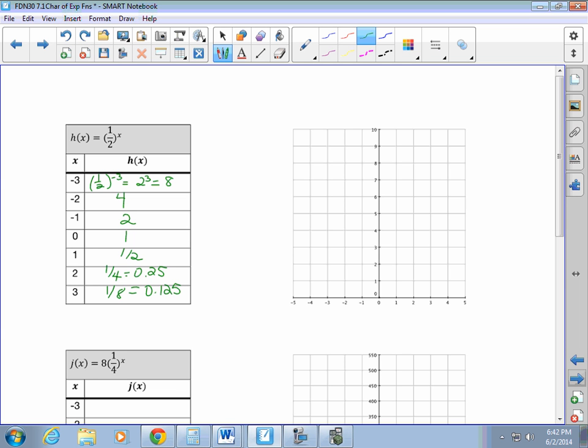So when I go to plot these, at -3 it was up at 8. Whoops, -3 and 8. -2 and 4. -1 and 2. 0 and 1. 1 and a half. 2 and a quarter. And 3 and 1/8. So you can see it starts quite high, and then it gets smaller and smaller and smaller. So again, this graph's end behavior would start in quadrant 2 and end in quadrant 1. The only difference is what your values are.